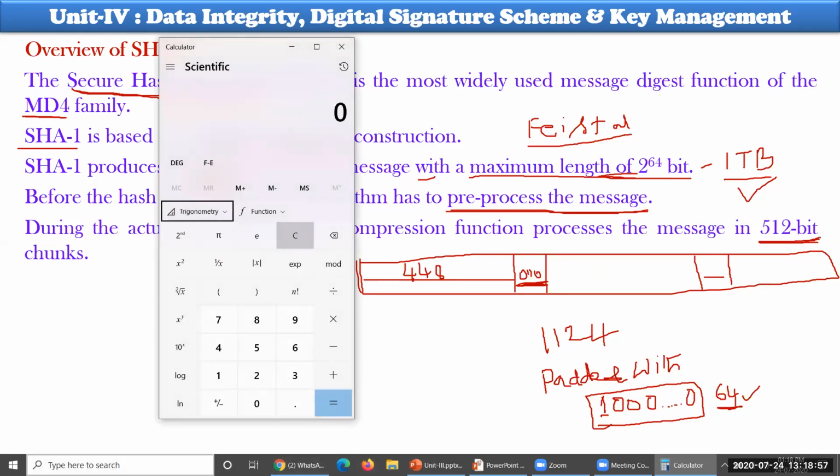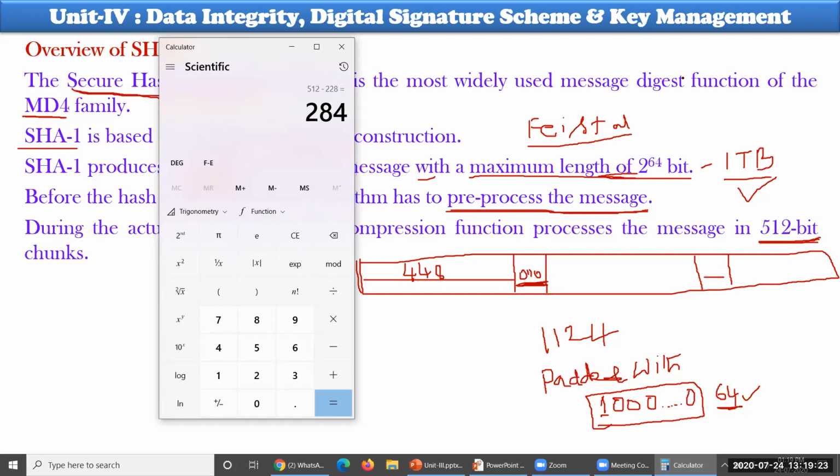448, so wait for a while. 448 plus 448. 896 minus 1124. So how many bits have been left over here? 228. Okay, 512 minus 228 will be equal to 284. So please remember, 448 bits will be loaded into each block, plus 64, that is 512 bits.